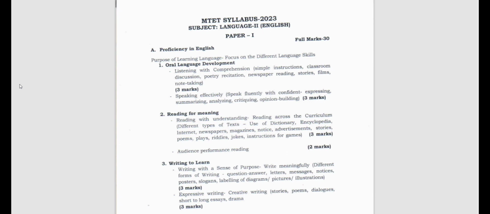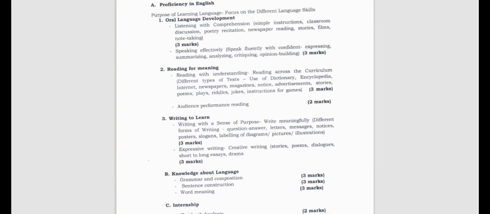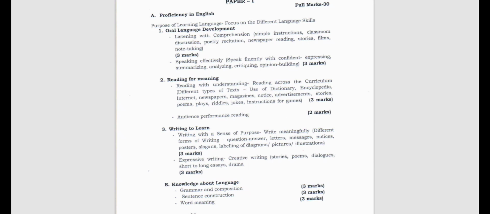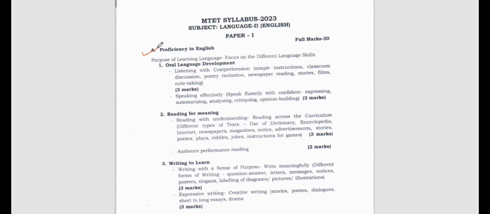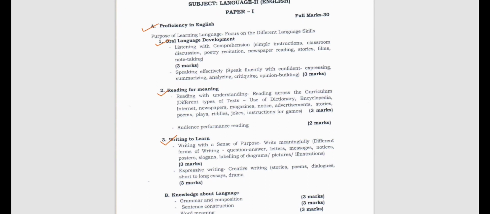So let us see what we have exactly in the syllabus. As you can see, part A, then I think we have part B, and finally part C. So this syllabus is divided basically into 3 parts, that is part A, part B and part C. First of all, we will begin with part A. Part A deals with proficiency in English. Again, part A is divided into 3 parts, that is oral language development, reading for meaning, and writing to learn.